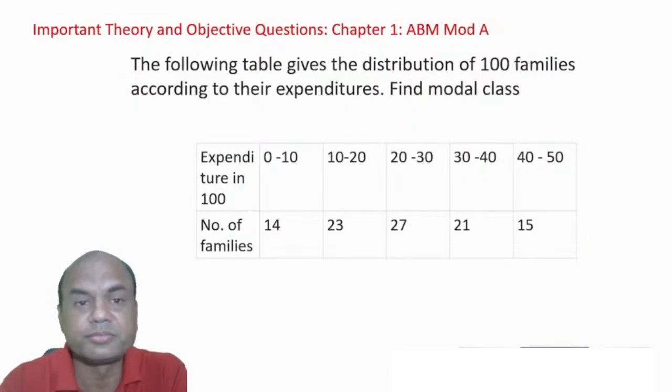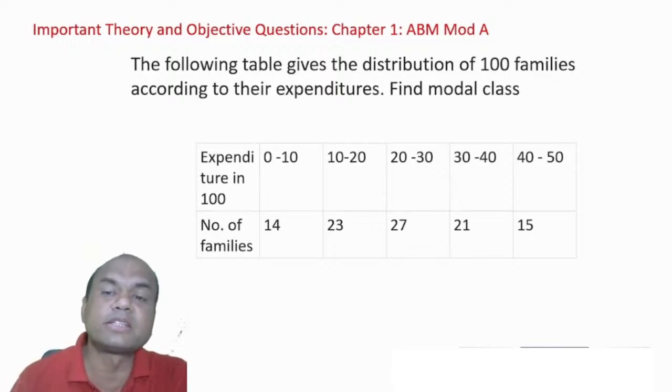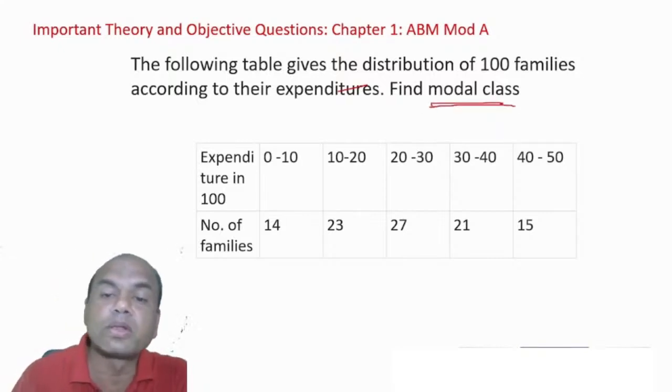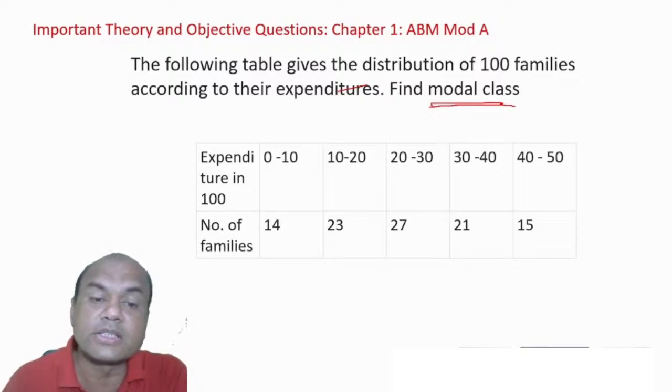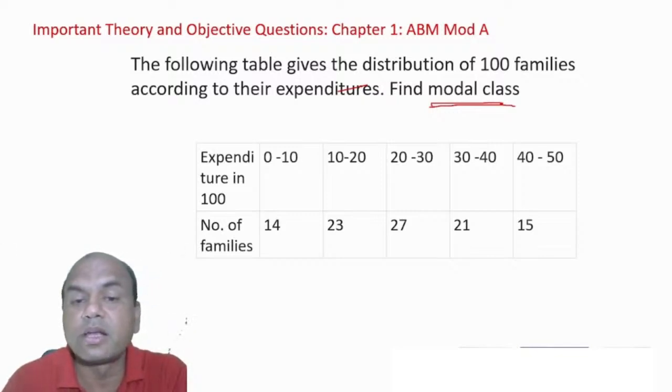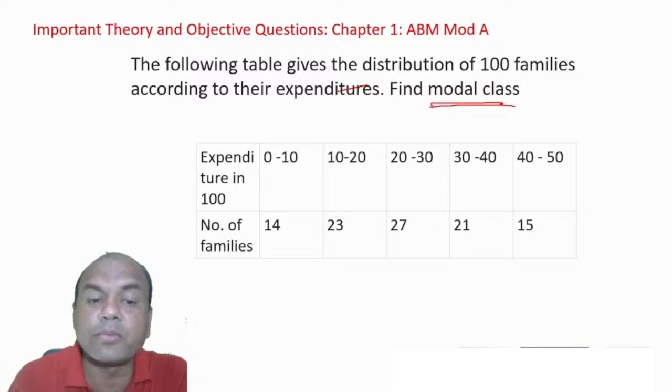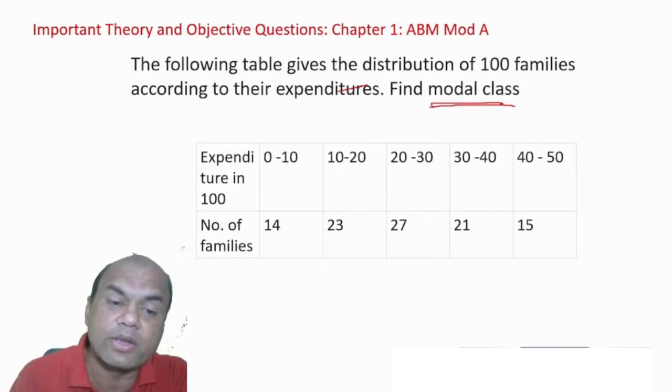I'll tell you. The following table gives the distribution of 100 families according to their expenditures. Find the modal class. We want the mode over here. So this is the expenditure, 0 to 10, 10 to 20, 20 to 30, and so on, and this is the number of families. So which is the frequency over here? Tell me, which is the frequency? Number of families means how many families are having the expenditure between 0 to 10. So this becomes the frequency.